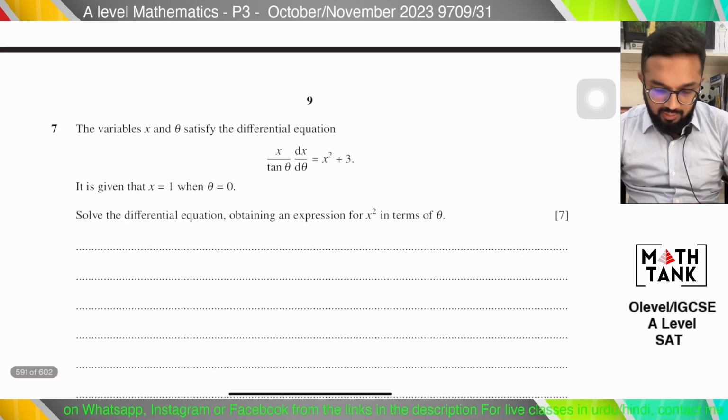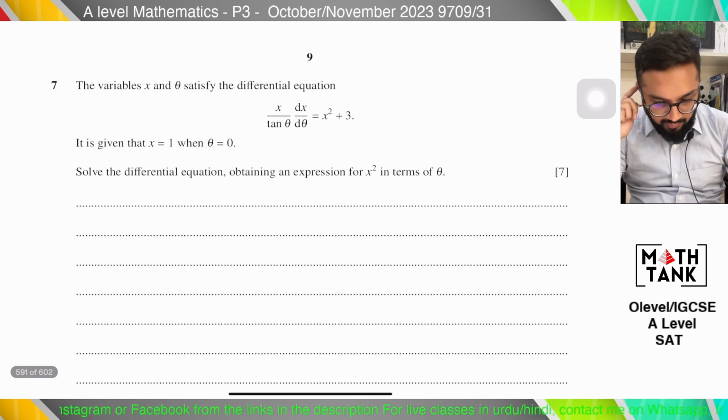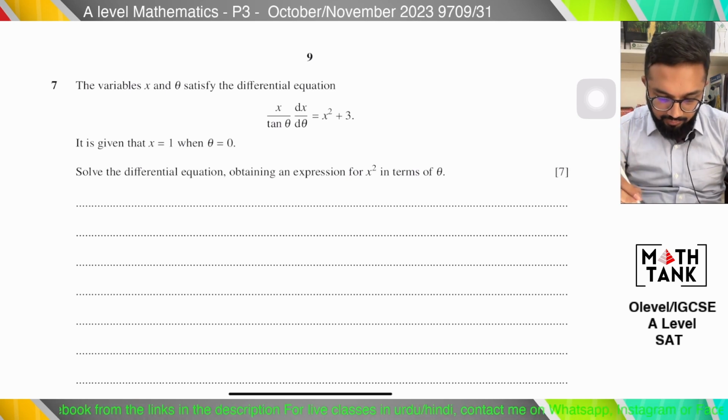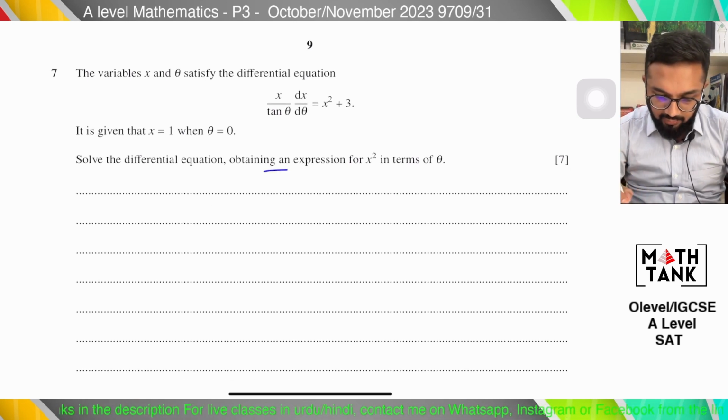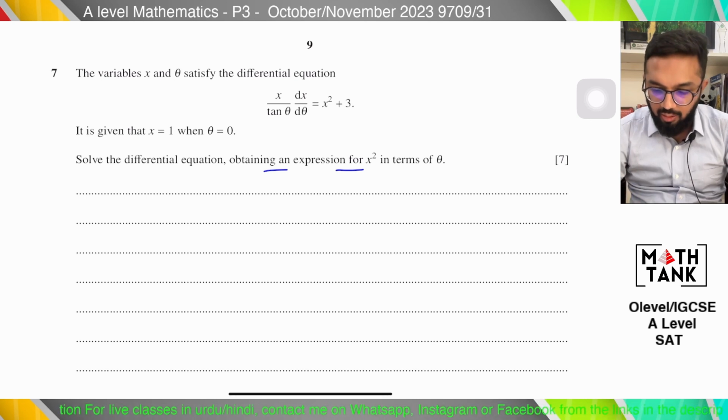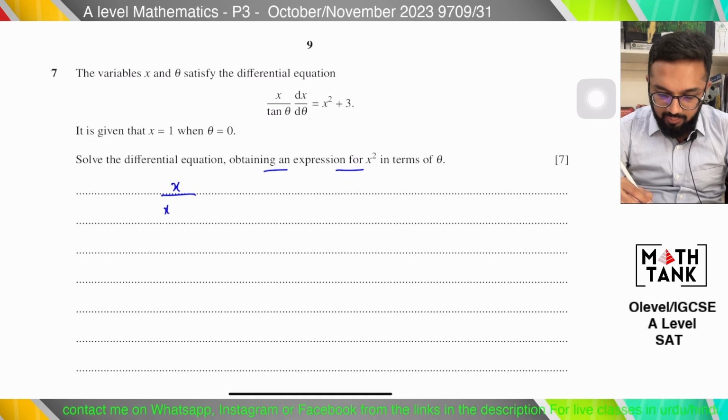Okay, question number 7 says the variables x and y satisfy the differential equation. It is given that x equals 1 when theta equals 0. Solve the differential equation, obtaining an expression for x squared in terms of theta. So I'm going to shuffle this around and say that x over x squared plus 3 dx equals tan theta d theta.